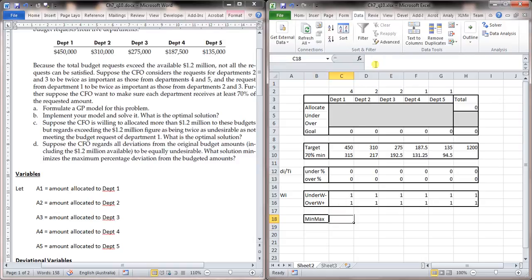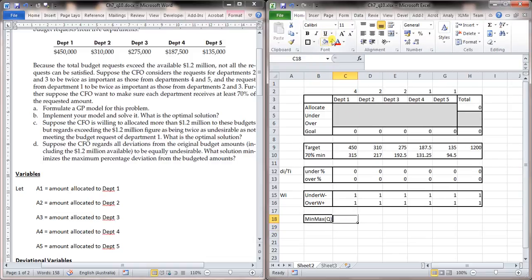Our target is to make this the min-max variable. As you can see, I have deleted the formula. There is no formula here, and this will be a part of the decision variable. So I'll make this gray for your convenience. Along with the existing constraints, we have one extra constraint that will say all these Di by Ti are less than or equal to Q, and the Q objective is to minimize Q.